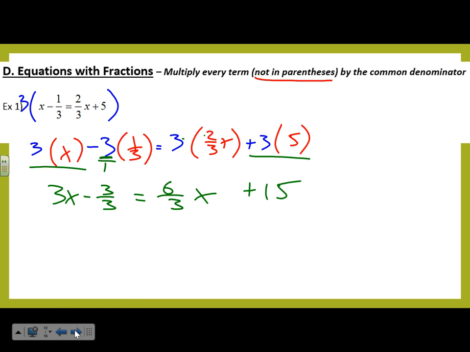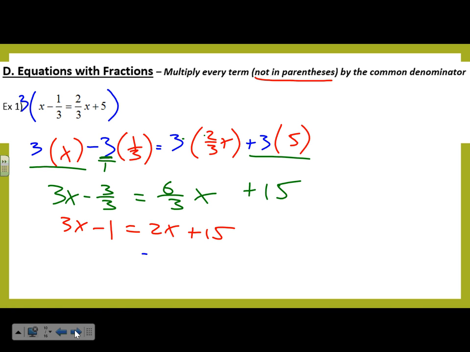And then now I'm going to reduce those fractions or just divide. If it doesn't divide evenly, then you did something wrong, because that's the whole idea. 3 divided by 3 is 1, so it's minus 1. 6 divided by 3 is 2, so it's 2x plus 15. So we did all that work just to get it to where now we don't have any fractions. Now we can solve this just like normal.